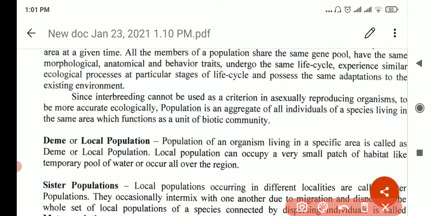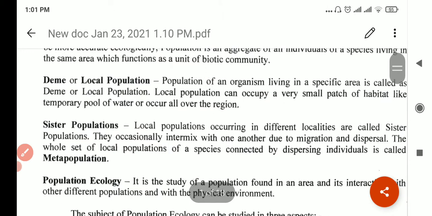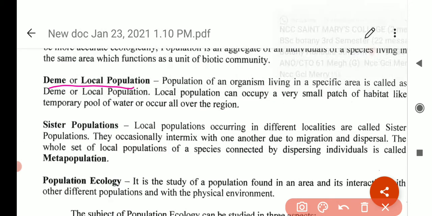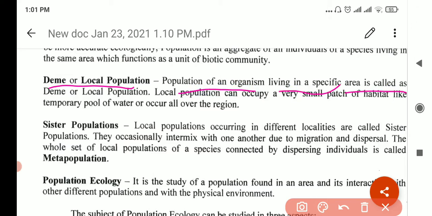Now let's look at what a local population is. A deme is a local population. It's like we are locals of Shillong, right? I am an organism and I live in Shillong. I'm a local of Shillong, or a local of Laimukra, wherever you are staying. So a population of an organism that lives in a specific area is known as a deme or local population.